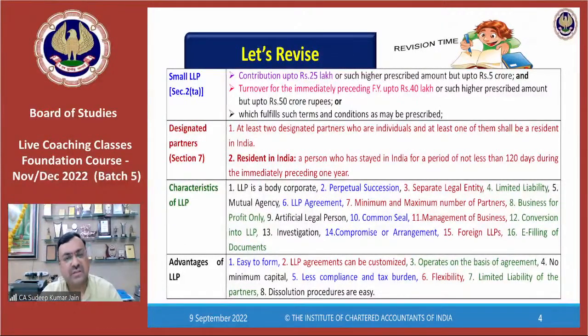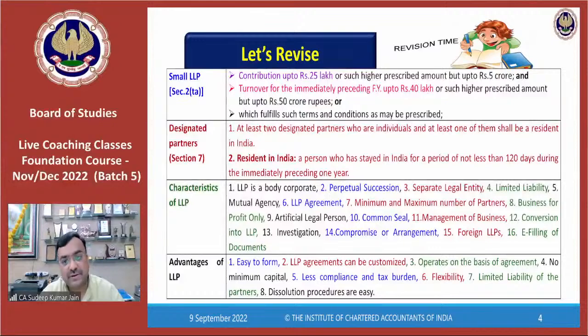Characteristics of LLP are almost the same as a company. LLP is a body corporate having perpetual succession, separate legal entity, limited liability of partners, mutual agency, meaning on the basis of mutual agreement between the partners. LLP agreement, minimum 2 partners, maximum no limit. LLP can be created only on a profit basis, not for a charitable purpose. It is an artificial legal person. It may have a common seal, may or may not.